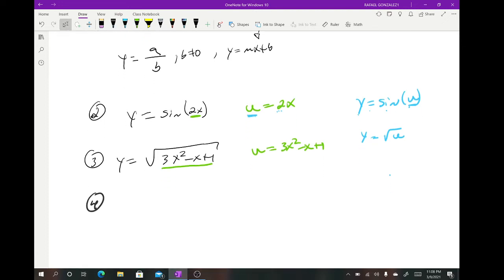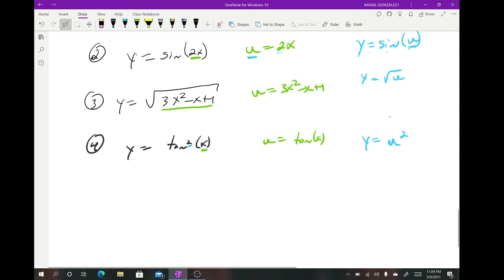And finally, one that could be tricky: tangent squared of x. Here your u is simply x, the linear function x. But your outer function is going to be, actually, no, my inner function is tangent of x, not x. There's a square here. So that means that the outer function is x squared, or u squared, since I'm calling it u. So u squared.